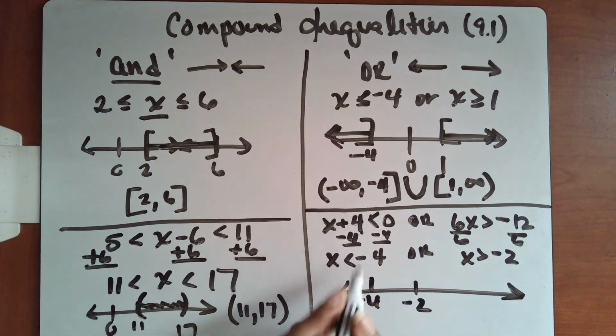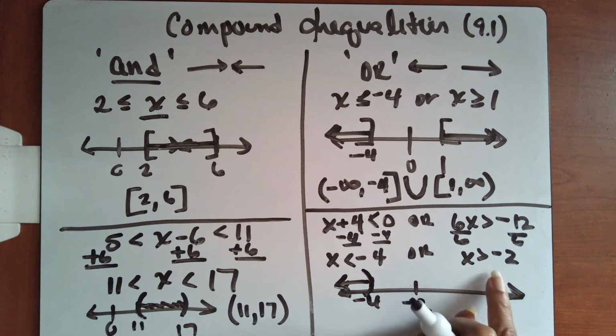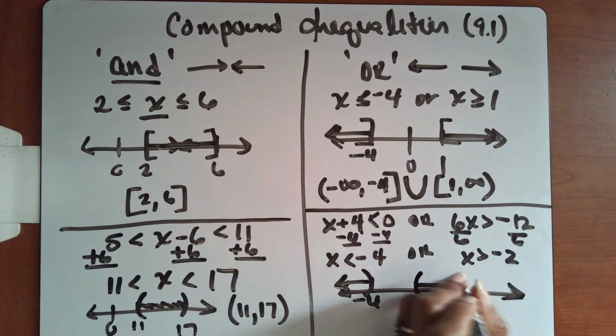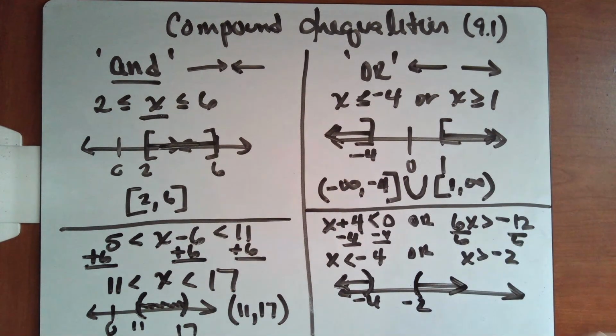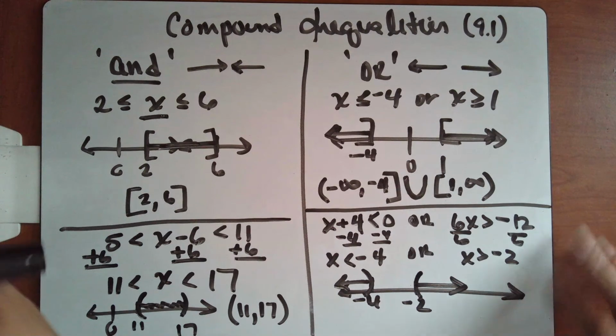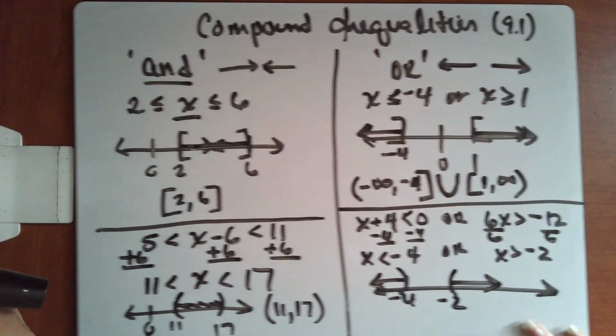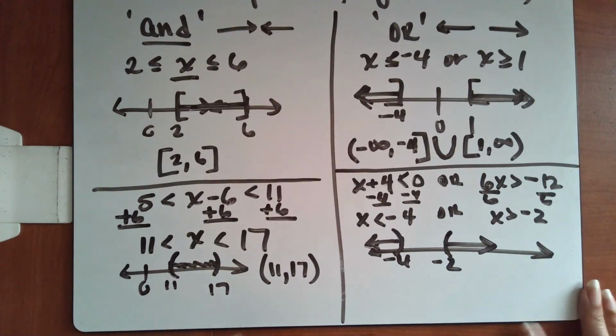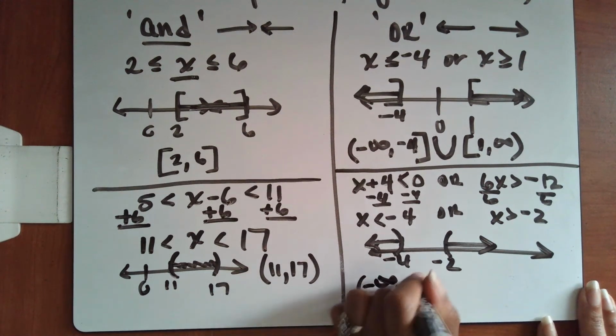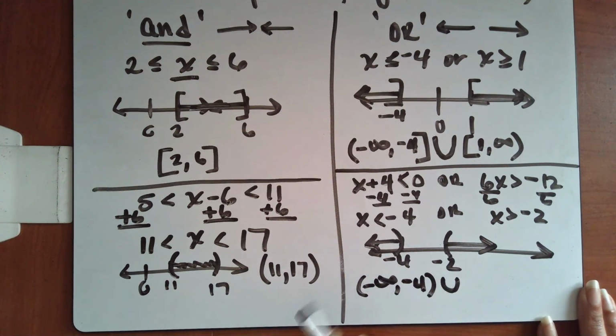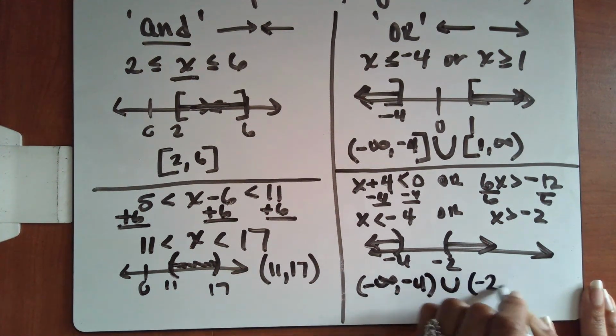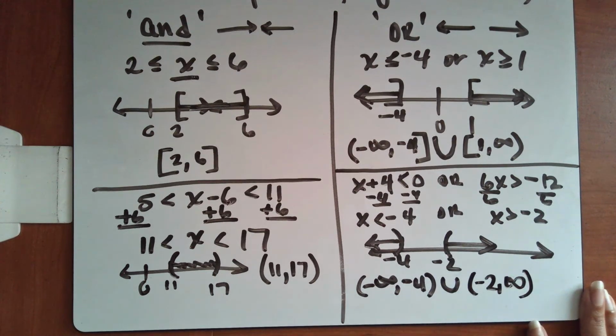All right, so negative 4, x is less than, so that's going to the left. Or x is greater than negative 2. That's going to the right. Well, that makes sense because my or should go separate directions. So my interval notation here would be what? We're going to read it from left to right. So it's going to be negative infinity to negative 4. Union with what? Negative 2 to infinity.